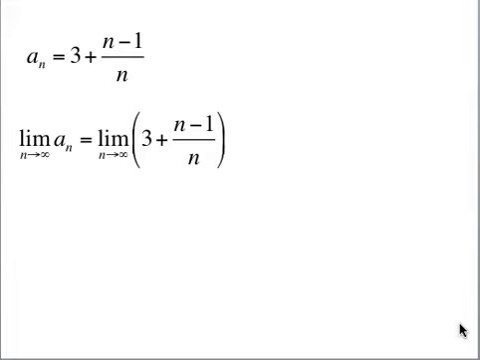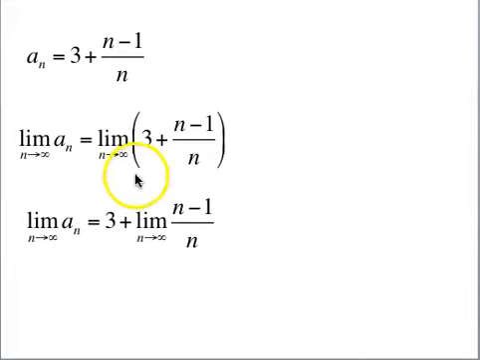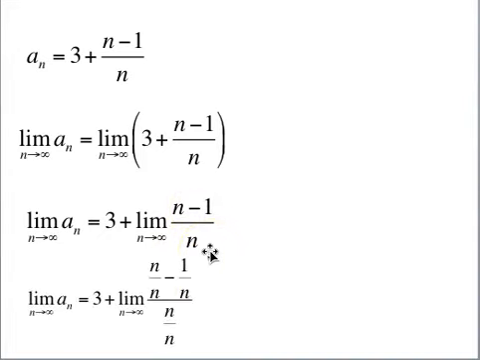Now, the limit as n goes to infinity of that will be what? The limit as n goes to infinity of 3 plus the limit as n goes to infinity of n minus 1 over n. I hope that's obvious, that as n gets large, n minus 1 over n is going to get closer and closer to 1. A million minus 1 over a million, very close to 1.